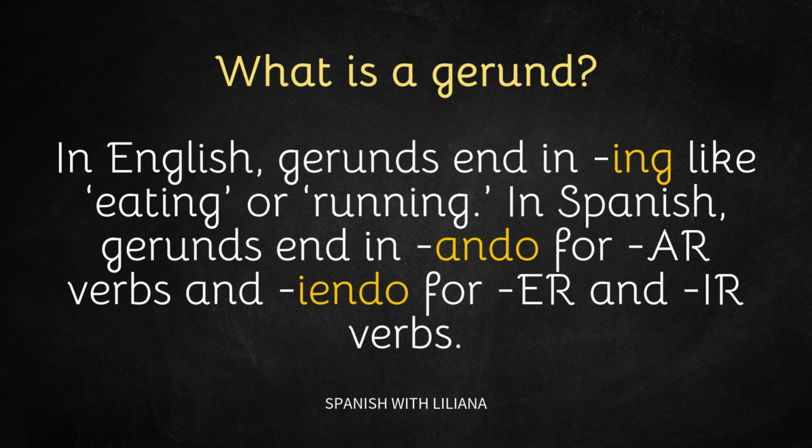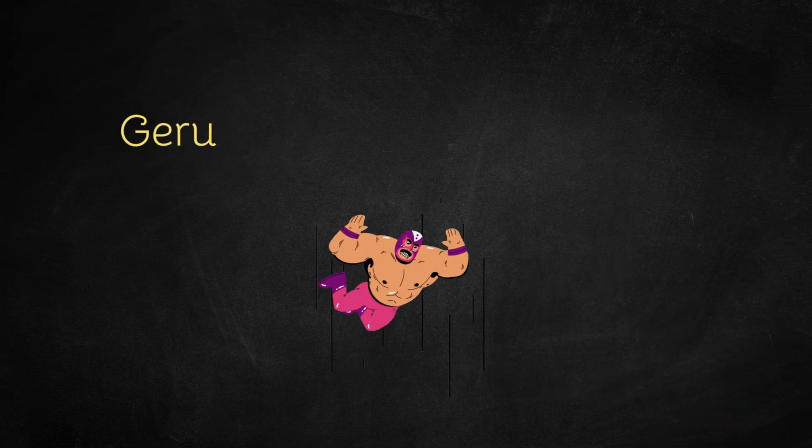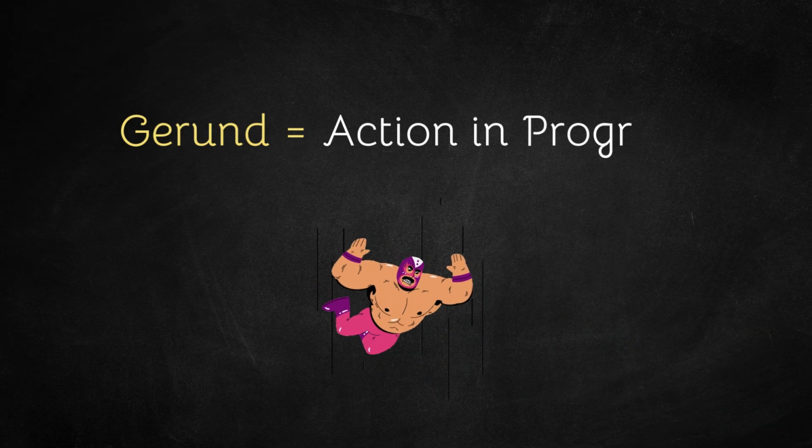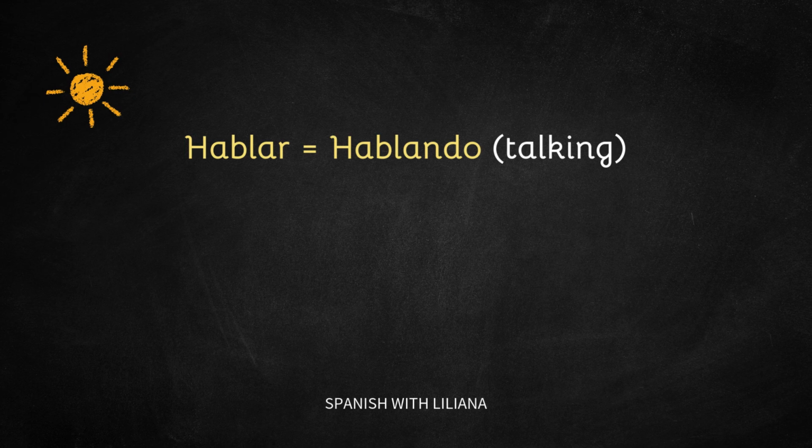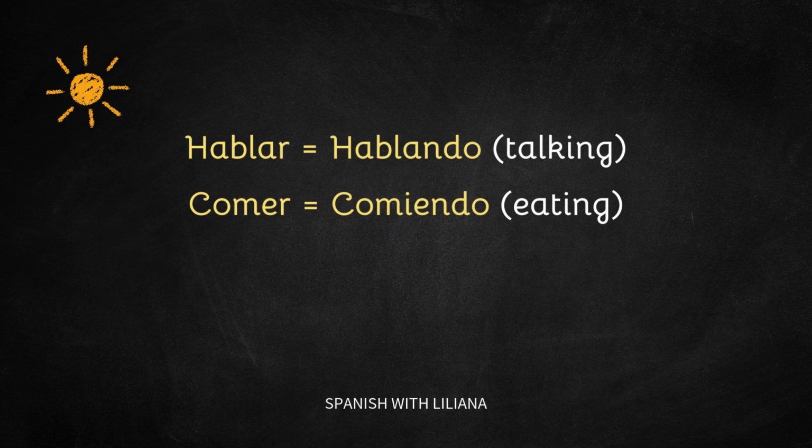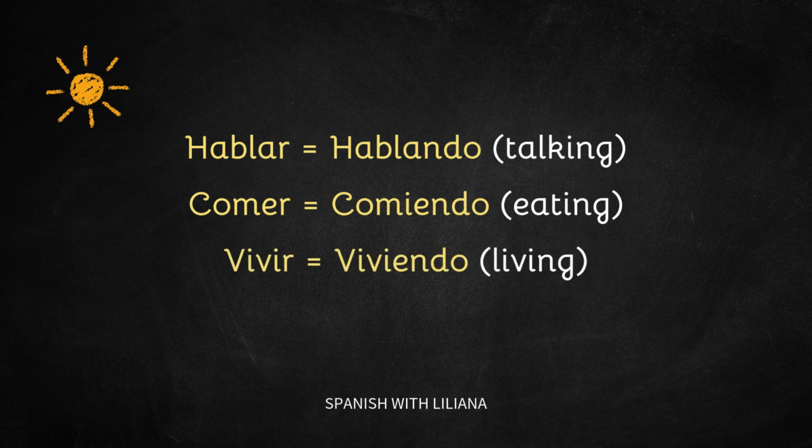In English, gerunds end in ing, like eating or running. In Spanish, they end in ANDO for AR verbs and IENDO for ER and IR verbs. And usually, a gerund means there's an action in progress. For example, hablar becomes hablando, speaking. Comer becomes comiendo, eating. Vivir becomes viviendo, living.